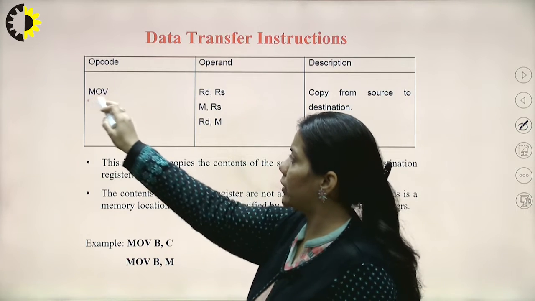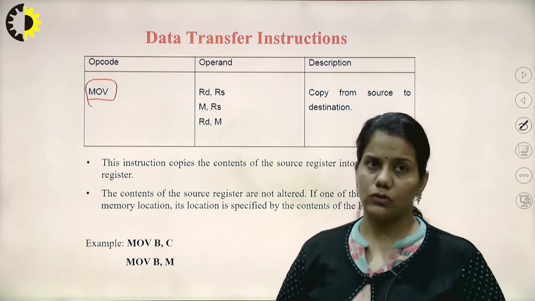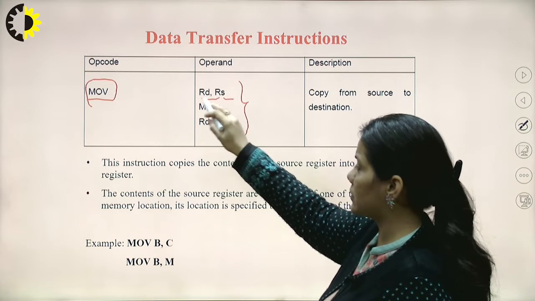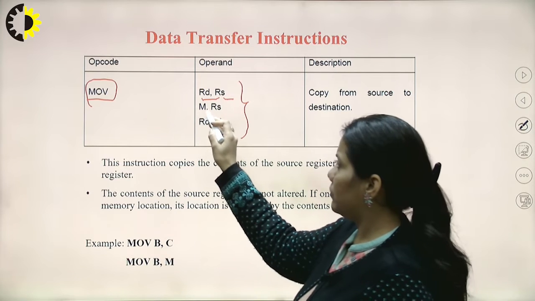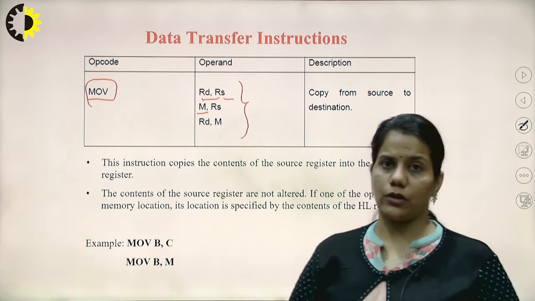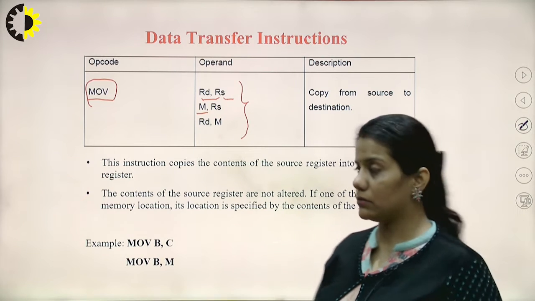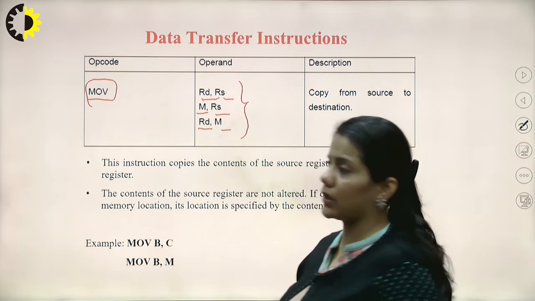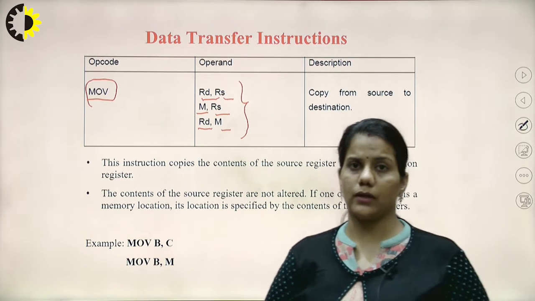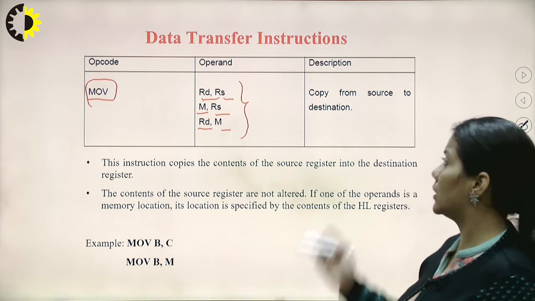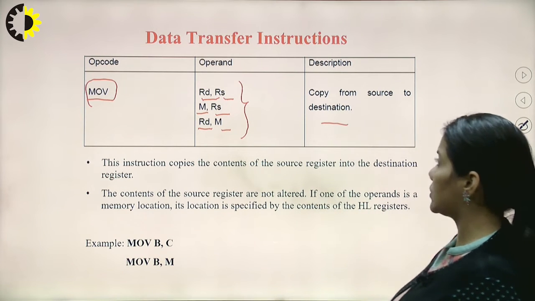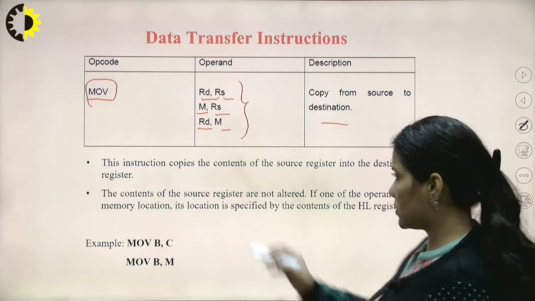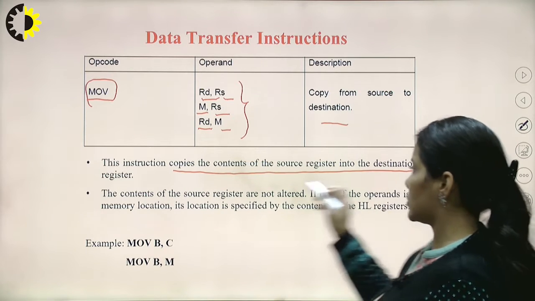The most important instruction in this category is MOV. The operands it can take are Rd and Rs, meaning destination register and source register. M denotes the memory location pointed to by the contents of the HL register pair. Rs is the source register, Rd is the destination register, and M again is the memory location pointed to by the HL register pair. What will this instruction do? It copies the contents of the source register into the destination register.